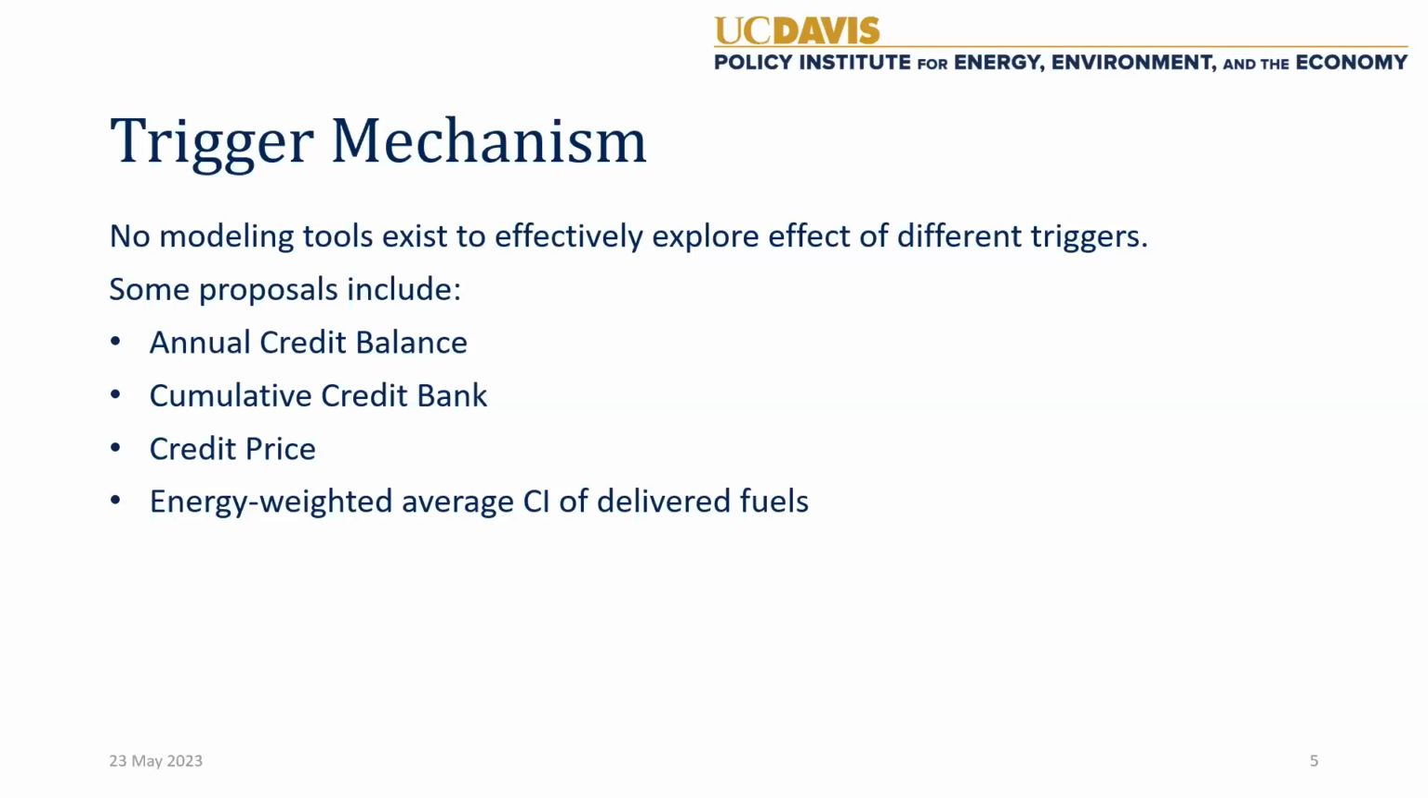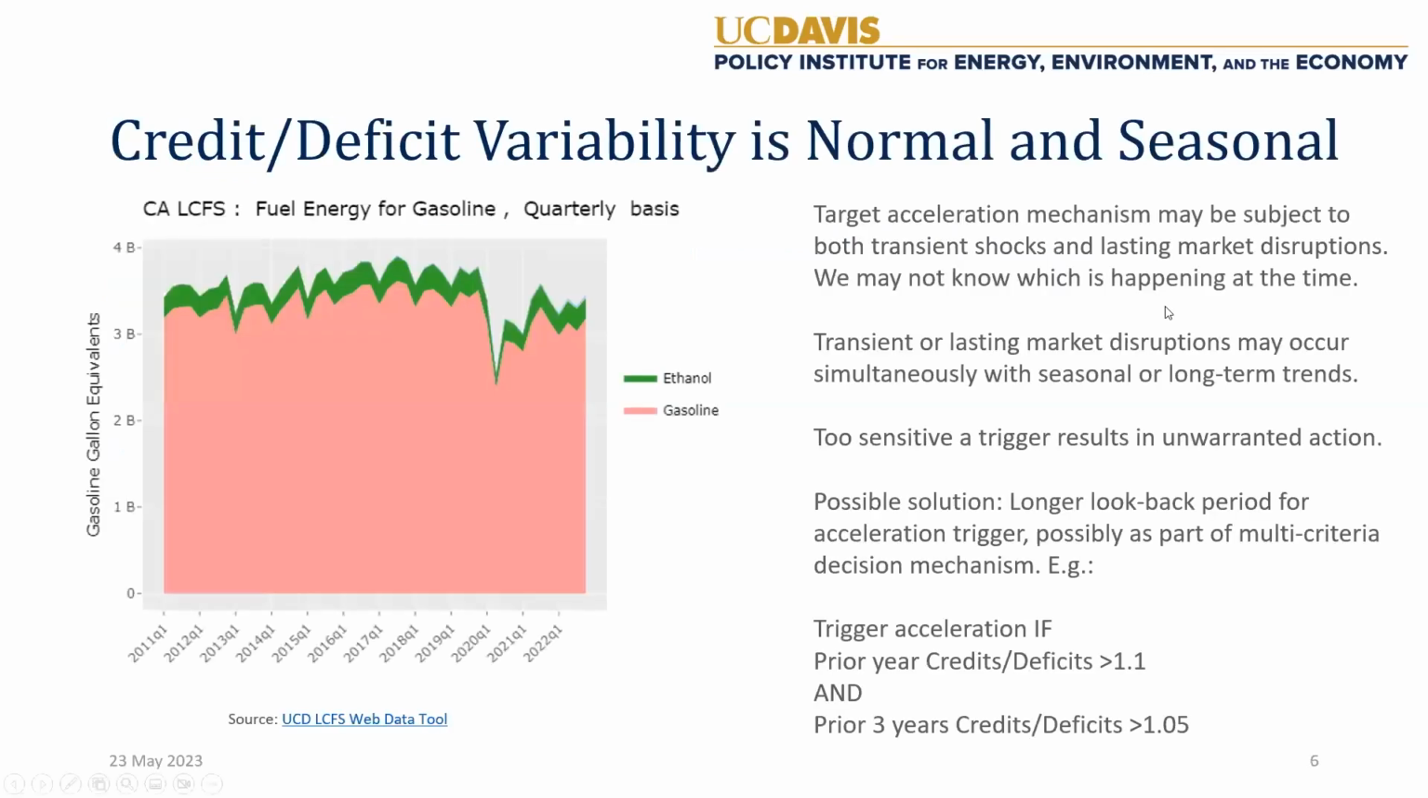A couple thoughts on trigger mechanisms, even though I don't have a specific quantitative model. Next slide, please. So first is we have to realize that there's going to be credit and deficit variability in the system. This is normal. Sometimes it is due to long-term trends. Sometimes it's due to seasonal behavior. The graph shows the deliveries of gasoline and ethanol as one of the main sources of seasonal variability.